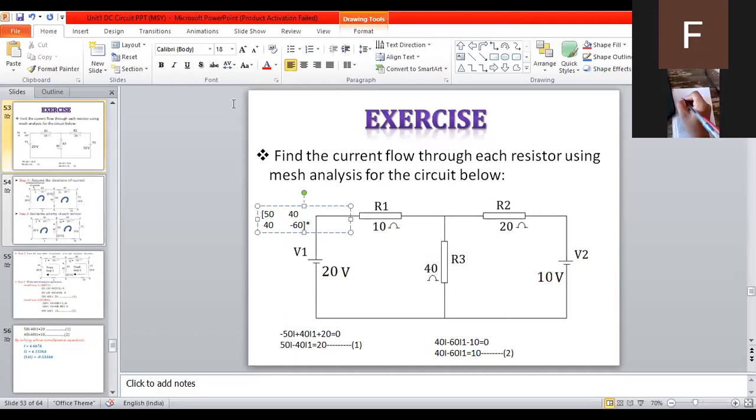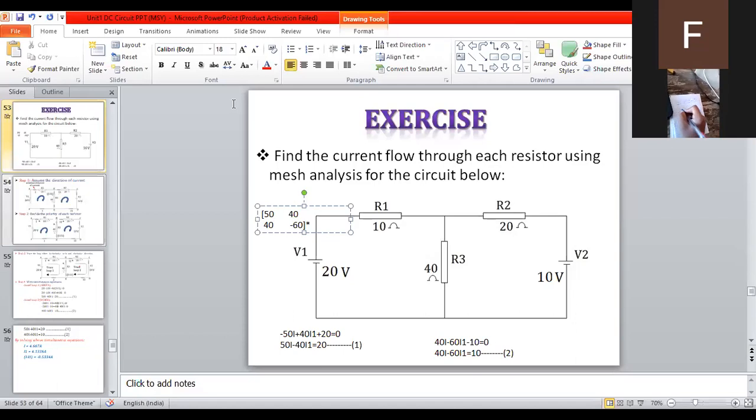So what is the first equation? 50i minus 40. Second equation 40i minus 60. The unknown values are I and I1. And the equating values are 20, 10. Yes, it is correct. In the form of matrix I am writing here now, determinant method.